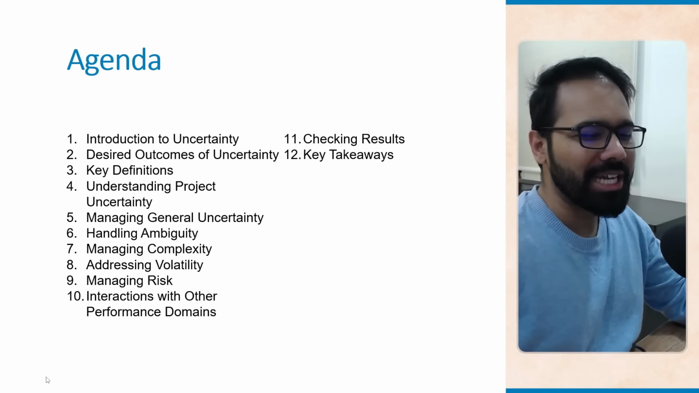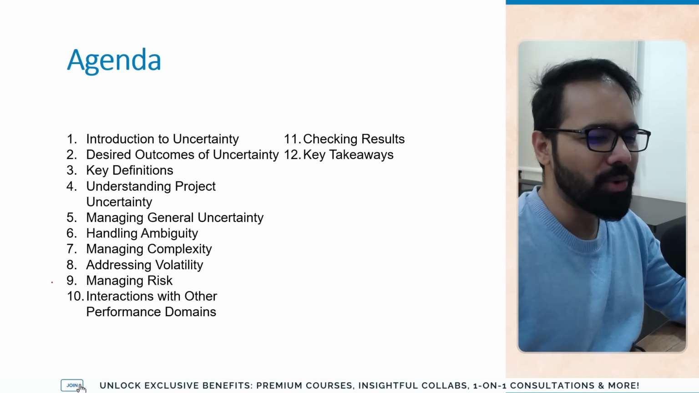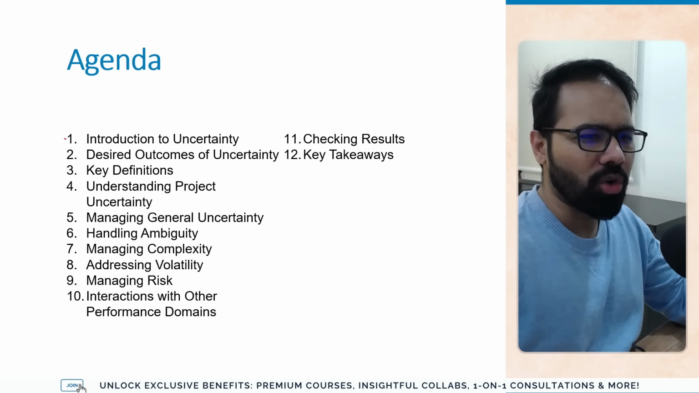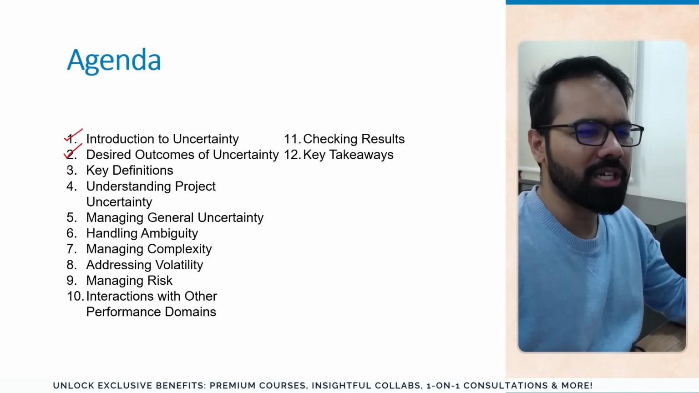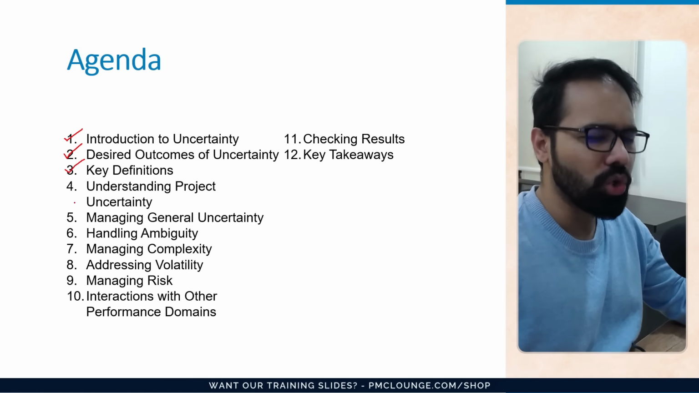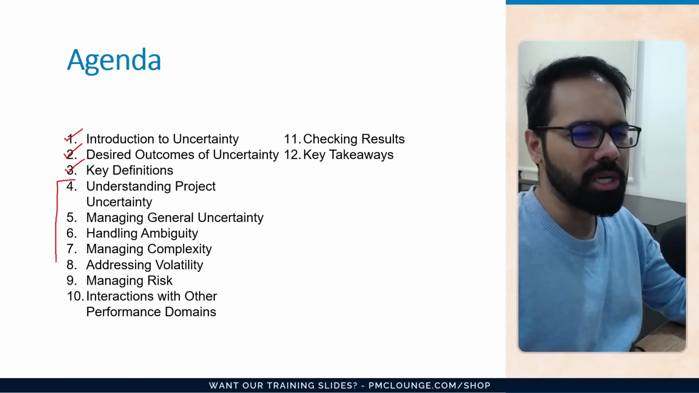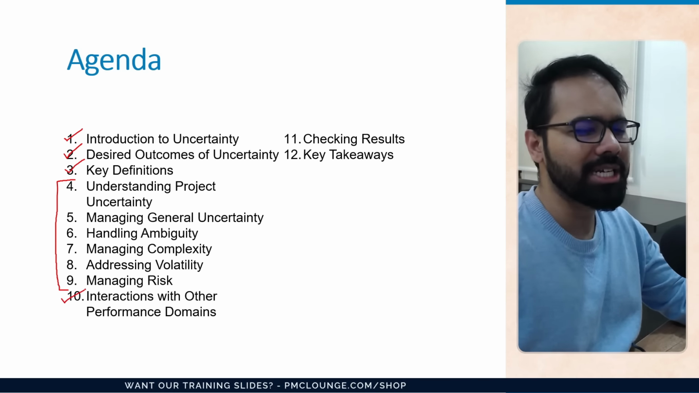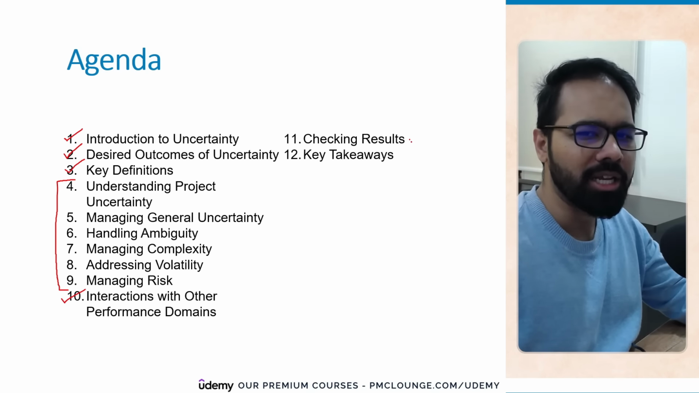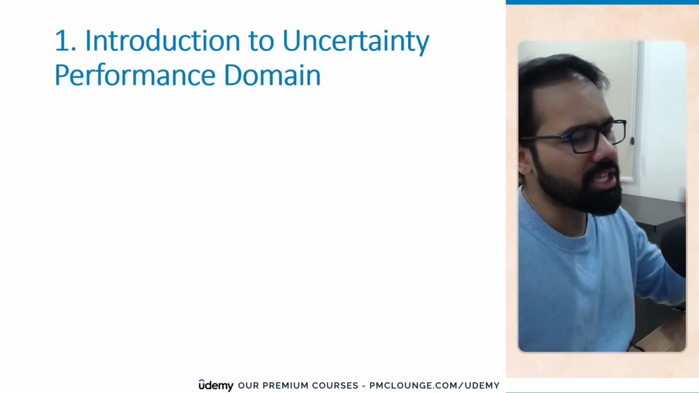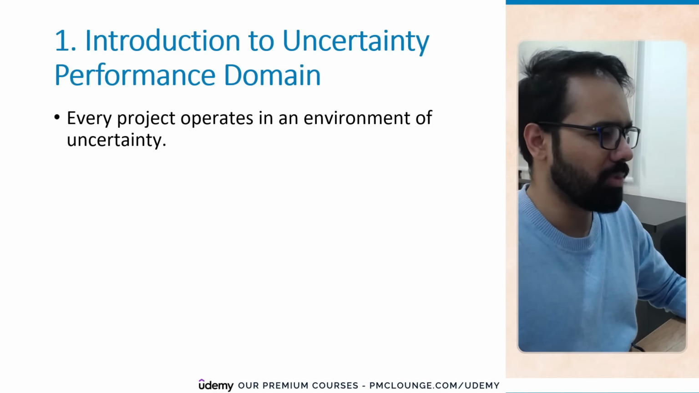Okay, so let's take a look at the agenda. We are going to cover this topic in detail. We'll start off with some introduction. What are the outcomes of uncertainty? Some key definitions that you should know about when it comes to uncertainty. The meat and potatoes, the actual stuff that you need to know about uncertainty. Then how does it interact with other performance domains, checking results, and some key takeaways. All right, so let's start things off with the introduction to this performance domain.